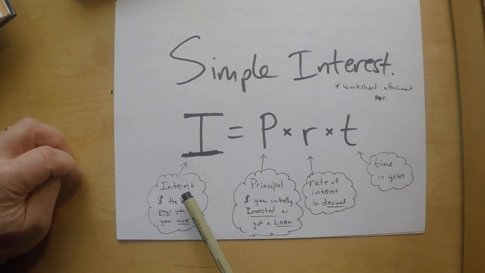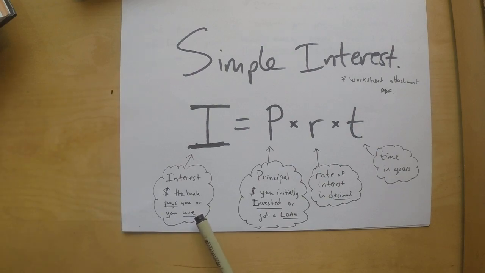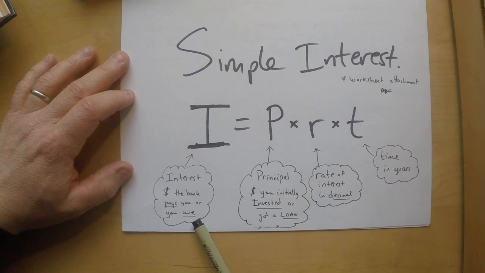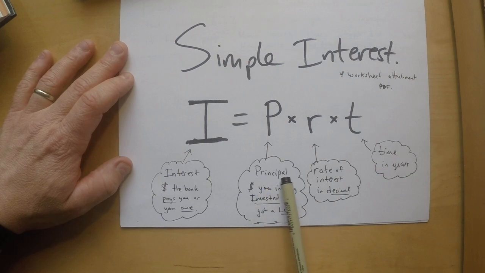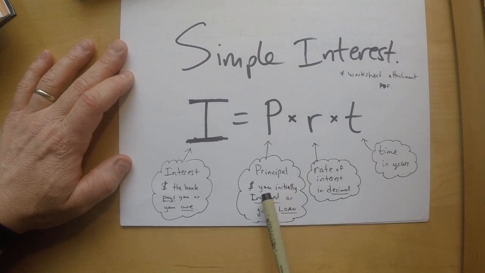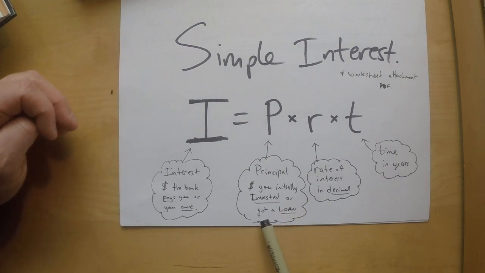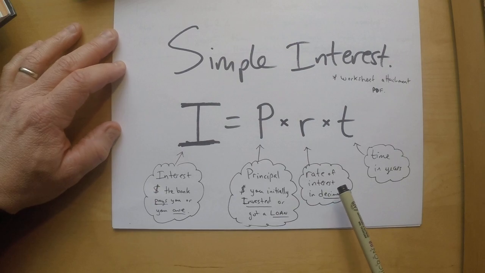So I is your interest. That's the money that the bank is either going to give you or you're going to owe the bank, depending on if it's a loan or an investment. P is the principal, same spelling as Mr. Failauer, the principal at our school, but it's a different meaning here. The principal is the amount of money that you initially invest, or the money that you're getting a loan for, how much money you're actually taking out. So the initial amount of money.